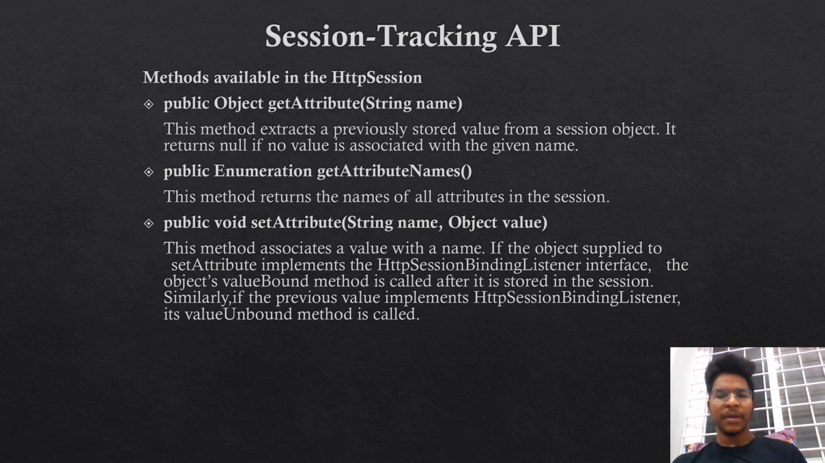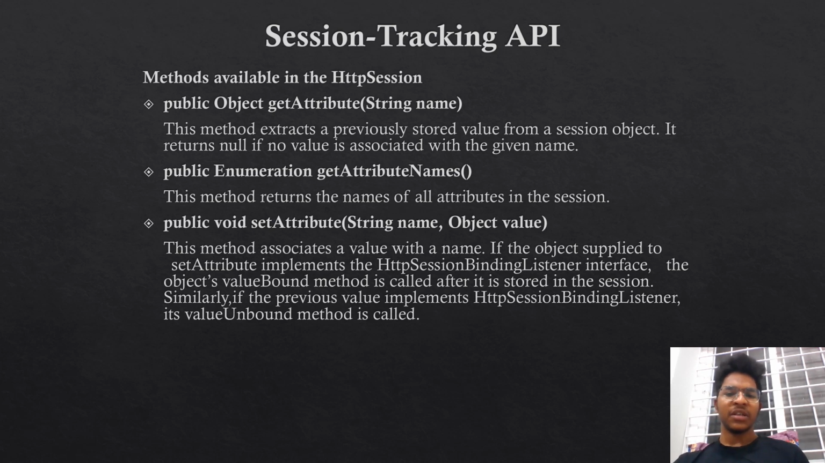And here's the session tracking API. Methods available in the HTTP session. Public object getAttribute(String name). This method extracts a previously stored value from the session object. It returns null if no value is associated with the given name.